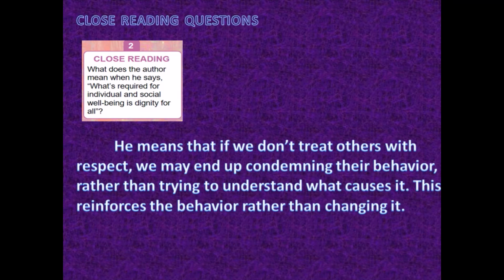Next question. What does the author mean when he says what's required for individual and social well-being is dignity for all? What's your answer? Please write it in your notebook or in the website. The answer is, he means that if we don't treat others with respect, we may end up condemning their behavior rather than trying to understand what causes it. This reinforces the behavior rather than enabling us to change it.